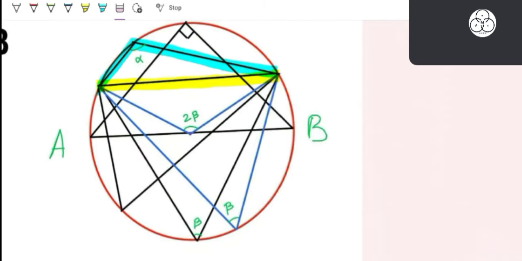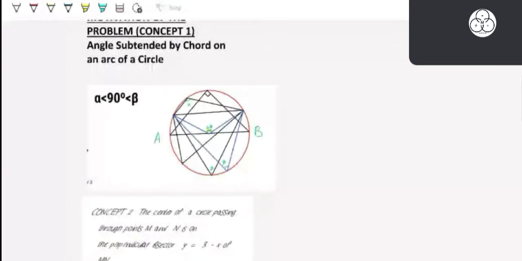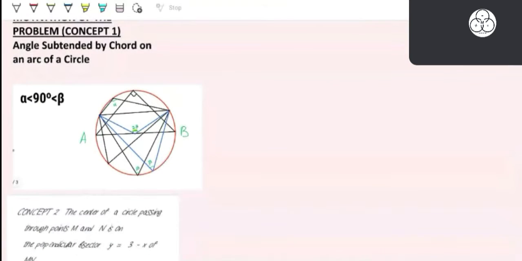And we also know that the angle subtended by a chord on the arc of a circle is half of the angle subtended by it at the center of the circle. So these are the things that we should know about the angle subtended by a chord on a circle. These are the concepts that we should keep in our mind while solving any kind of problems. So this is concept one. Now let us go to concept two and start solving the problem very slowly.